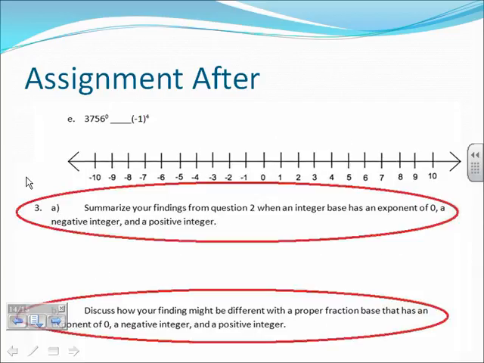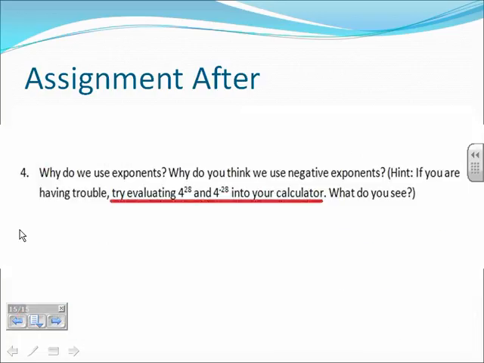Again, we kind of changed the reflection question. So number 3 says, summarize your findings when an integer has an exponent of 0. So again, more of looking at what they've just learned. And then the last part here, why do we use exponents? We kind of included a hint, if you are having trouble, try evaluating this in your calculator, just so again, students can see the difference. Maybe it helps them to get an idea of why they're important and why we use them in math.